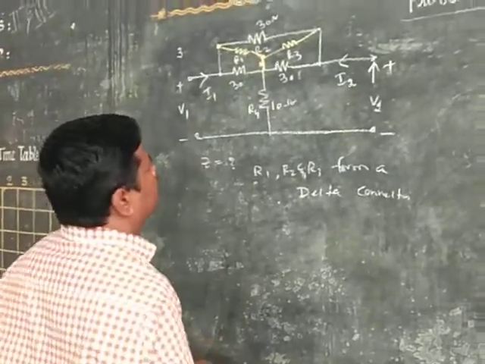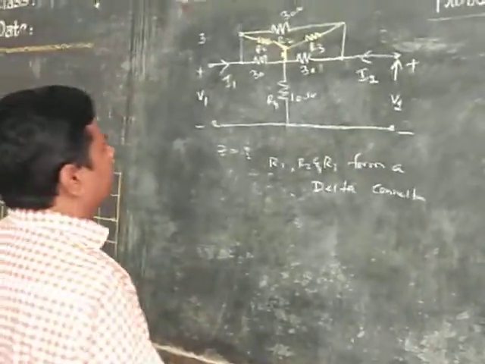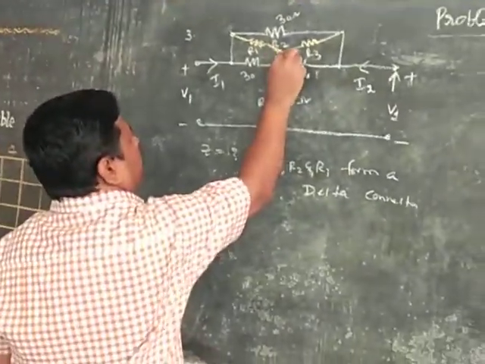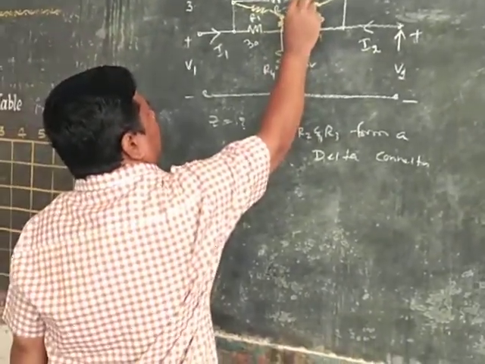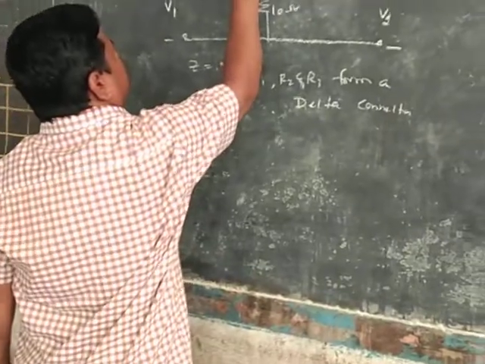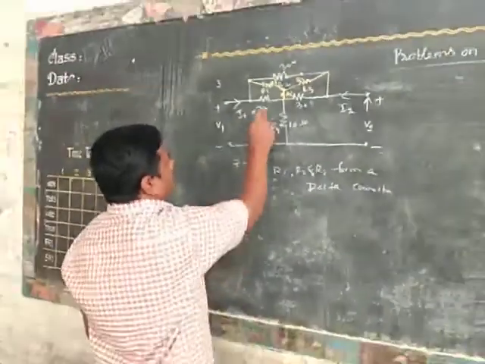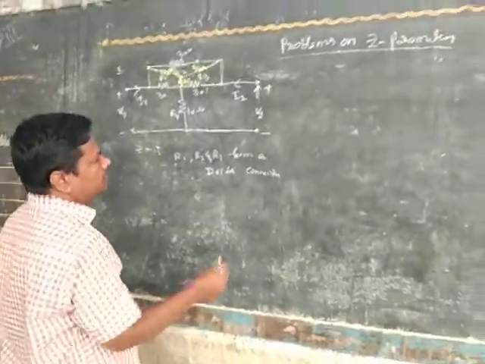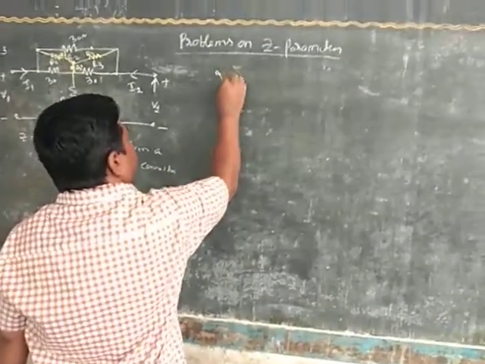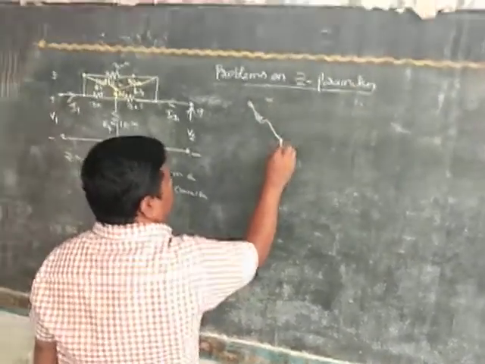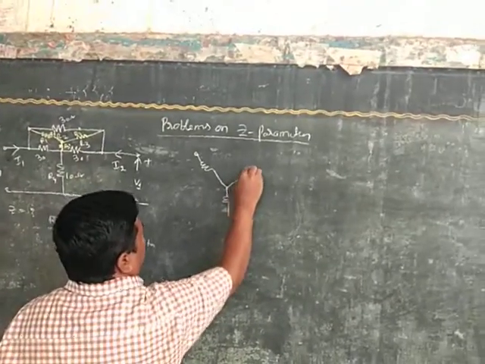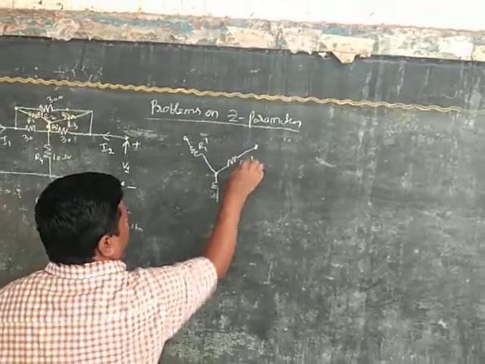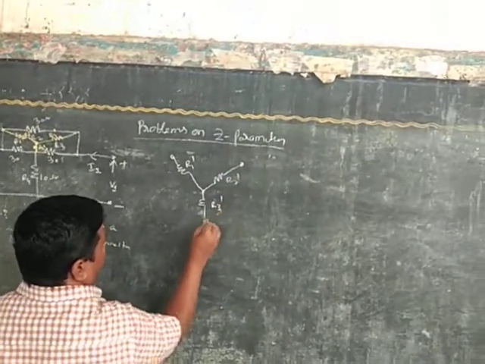This is the delta into star conversion. R3 dash, R2 dash, R1 dash. Values are 30, 30, 30. Already we calculated the same previous values. Then the circuit is, this is the circuit. This is R1 dash, R2 dash, R3 dash.